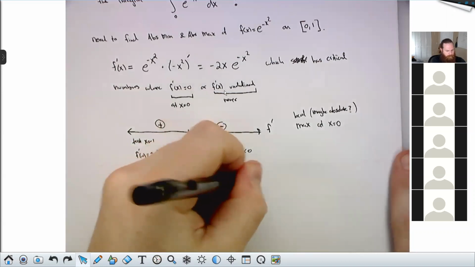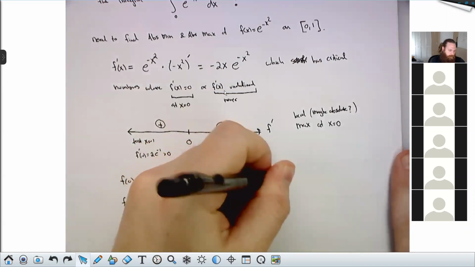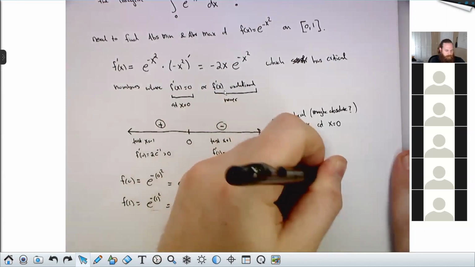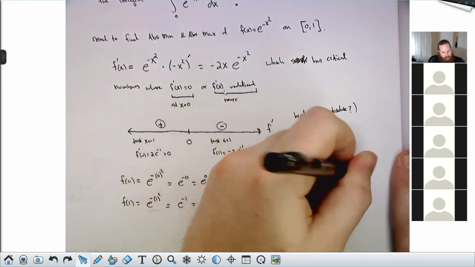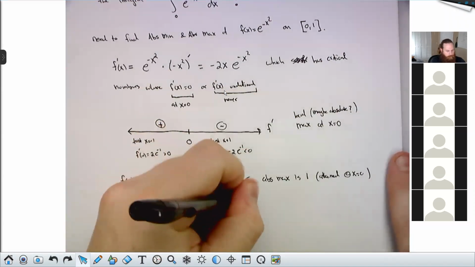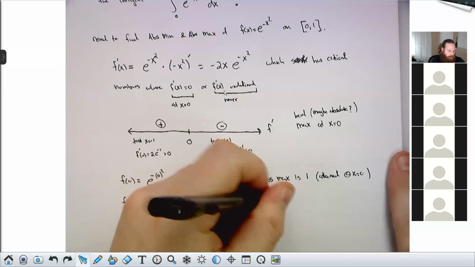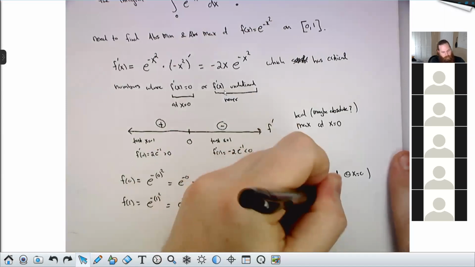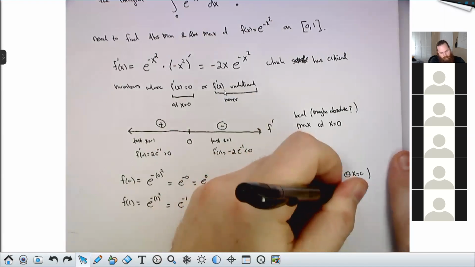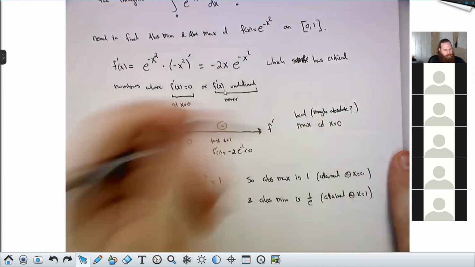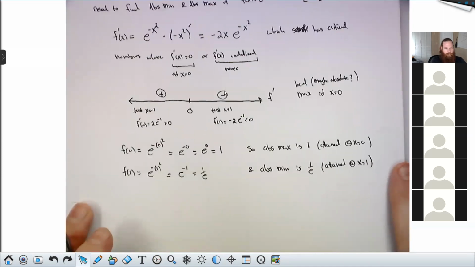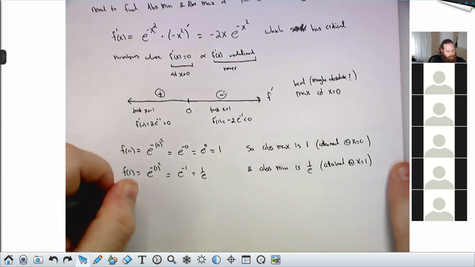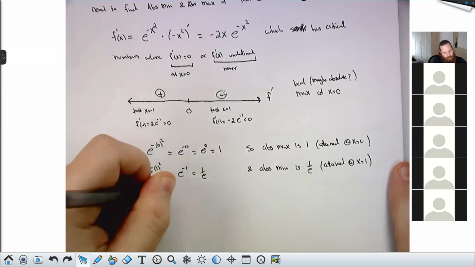So the absolute max is 1, and that's attained at x equals 0, and the absolute min is 1 over e, and that's attained at x equals 1. In other words, little m is 1 over e, and big M is 1.